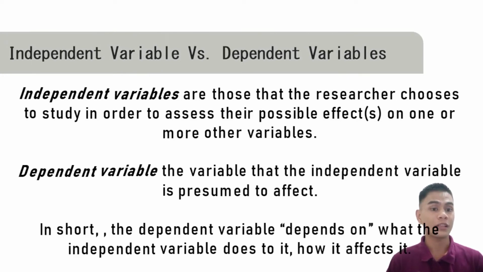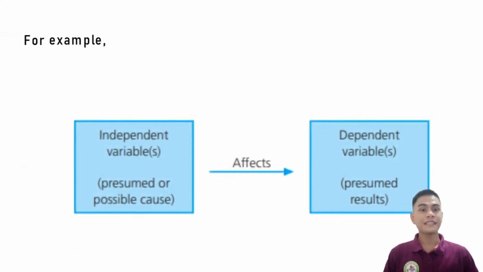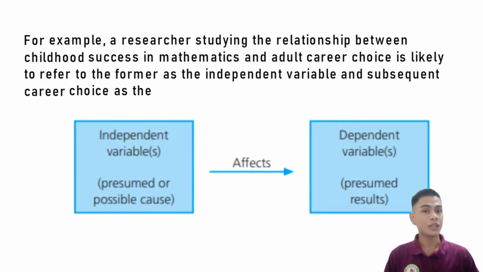Now, let's proceed with the independent variables versus the dependent variables. Independent variables are those that the researcher chooses to study in order to assess their possible effects on one or more other variables, while the dependent variables are variables that the independent variable is presumed to affect. In short, the dependent variable depends on what the independent variable does to it, how it affects it. For example, a researcher studying the relationship between childhood success in mathematics and adult career choice is likely to refer to the former as the independent variable and subsequent career choice as the dependent variable. As shown below, the independent variable is the presumed or possible cause, and it affects the dependent variable, which is the presumed result.